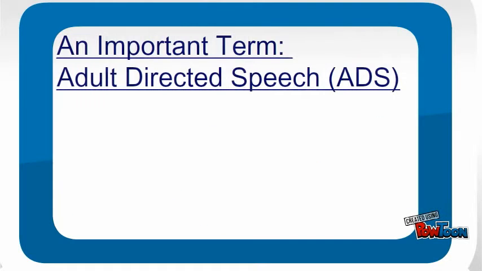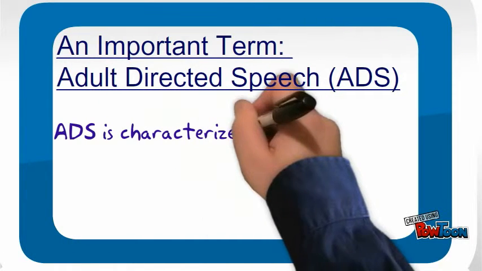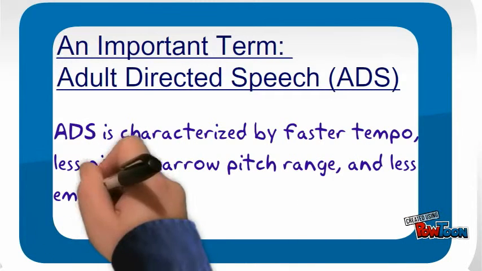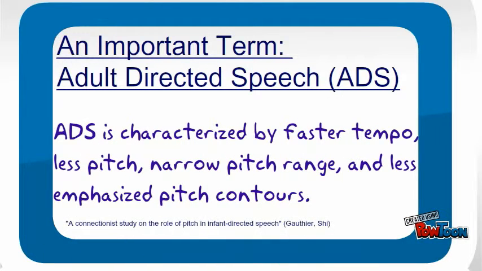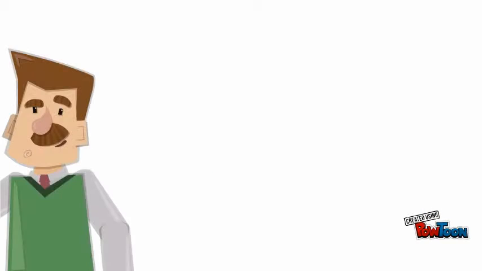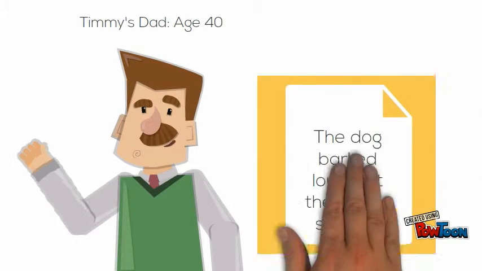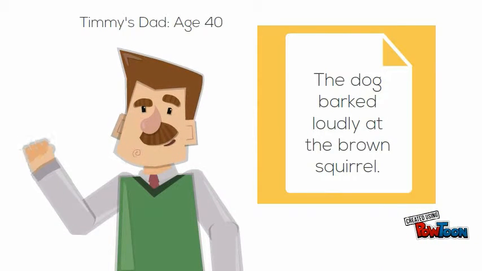Another important term to understand is adult-directed speech, or ADS. ADS is characterized by faster tempo, less pitch, narrow pitch range, and less emphasized pitch contours. In general, people would speak to Timmy's dad in ADS, like this. The dog barked loudly at the brown squirrel.